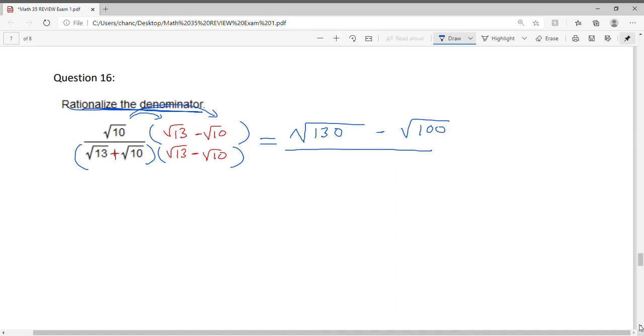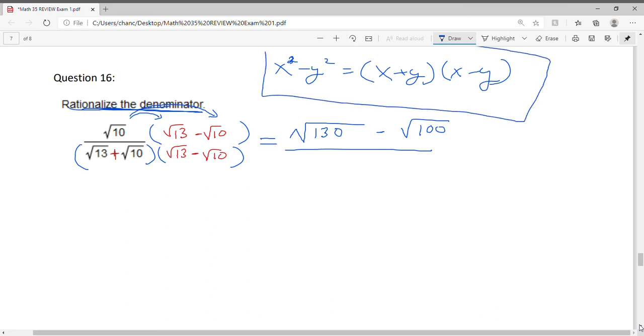For the bottom, we don't have to FOIL. We can use the shortcut. Recall the difference of squares: x squared minus y squared is x plus y times x minus y. So I can use the difference of squares to calculate this very quickly. So this gives me the square root of 13 squared minus the square root of 10 squared.